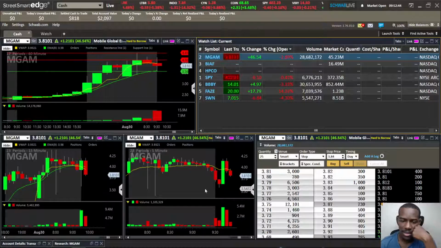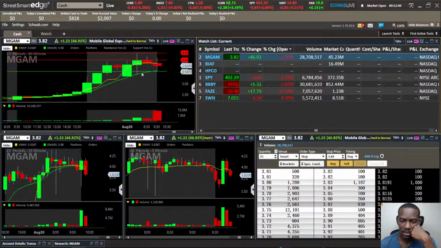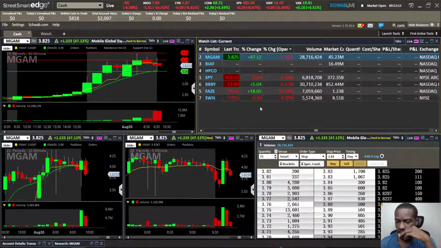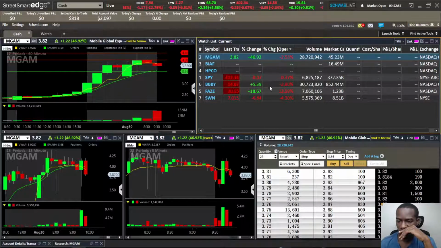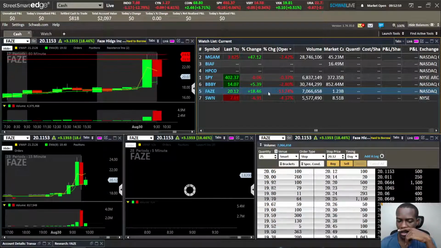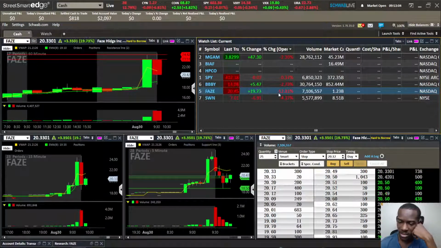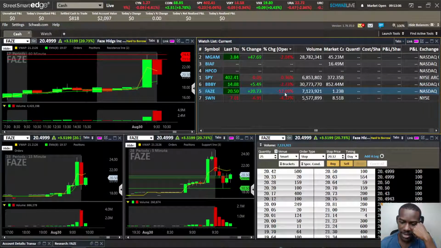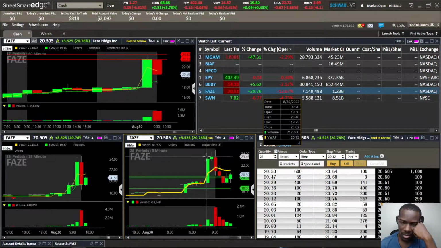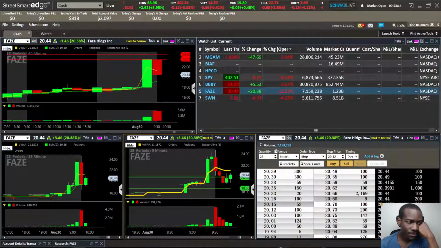MGAM losing its life up here, pushing back into this buying resistance under here. Phase popping back up shortly to the $20 level. Will $20 become big resistance? Still down negative 12 on the day. For it to get back green, it will have to push all the way back up. I mean, it's got too much work to do.